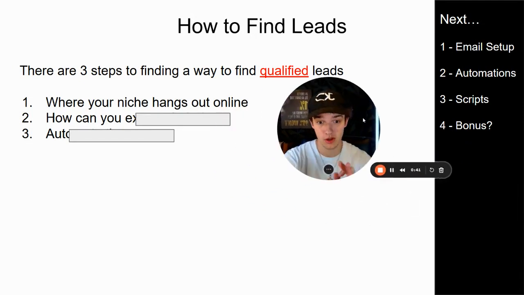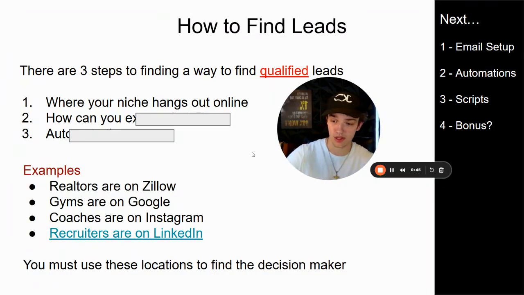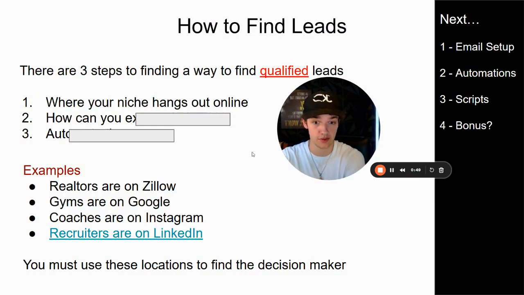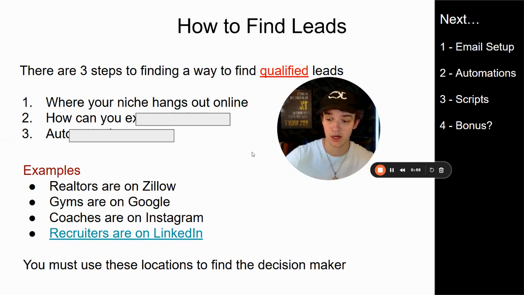All right. So the first thing you need to identify is, where does your niche hang out online? Okay. So some examples for this are, if you're looking for realtors, you need to find them on something like Zillow, right? If you're looking for gyms, you can probably find them on Google, Google Maps, Yellow Pages, things like this. If you're looking for coaches, easy to find those people on Instagram, on Twitter, right? If you're looking for recruiters, you can find them on LinkedIn. So you need to understand where your niche is, because in order to find their contact information, we need to know where to go.